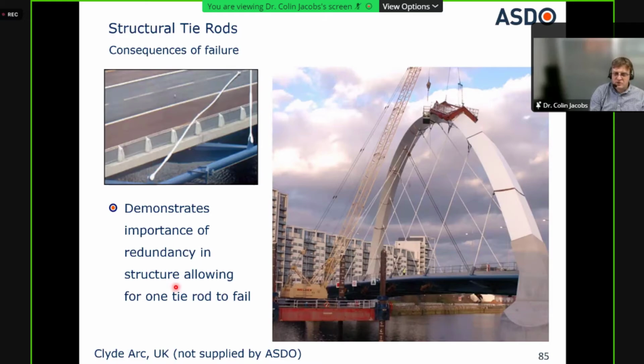It does also demonstrate on this project the importance of redundancy, because this structure had been designed well. Even though one tie bar failed, it did not lead to a catastrophic collapse, but also it allowed replacement of all the tie rods. As you can imagine, none of the castings were trusted on this bridge, so every single tie rod was replaced. And that could happen because you could take one tie bar out at a time and just replace it with a new tie rod.